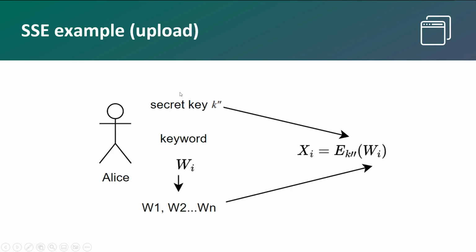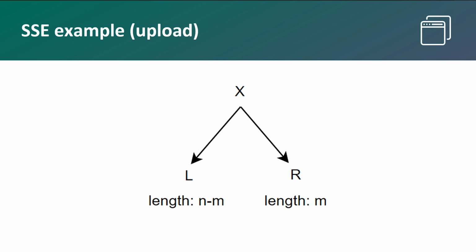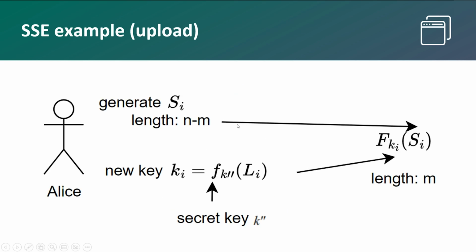Firstly, Alice, the user, wants to store a document in the database. The document contains a keyword W which is n bits long. Now she encrypts this W with the function here, using a secret key, to get X. After this, she splits this encrypted X into two parts, L and R. The length of L is n minus m, and the length of R is m. Then Alice generates S, which is also n minus m bits long, and a new key using the function here, and also with the previous secret key.